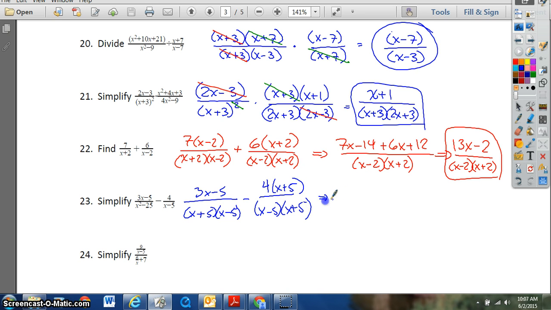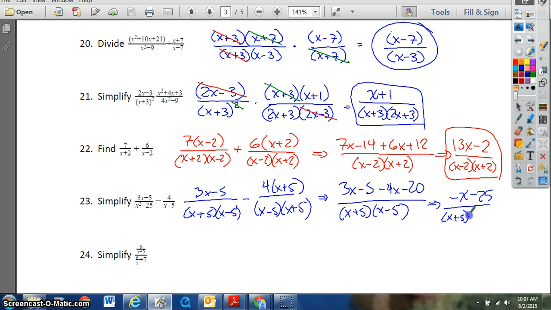So let's take care of business up top. I have 3x minus 5 minus 4x minus 20. So I distribute that negative in with the 4 right here. This is going to be x plus 5, x minus 5. All right, so let's simplify up top. I got negative x, and I have minus 25 all over x plus 5, x minus 5. Doesn't look like anything's going to change there, so that's where I would stop.